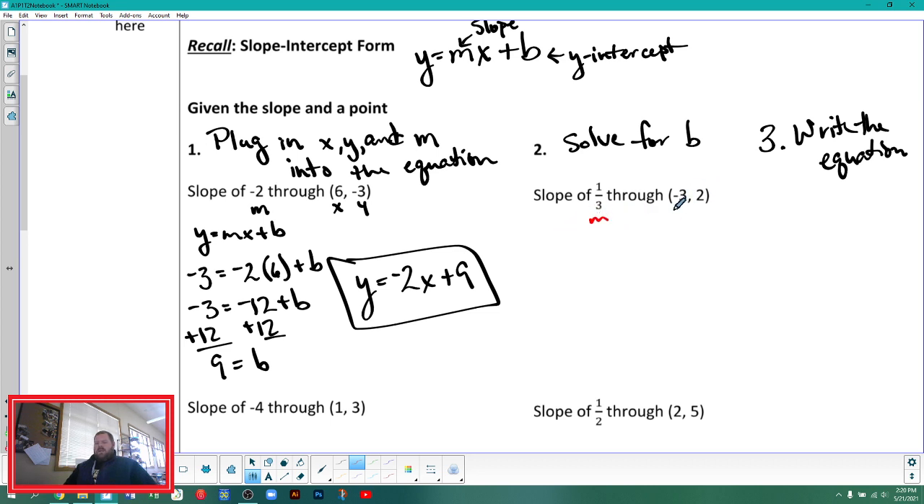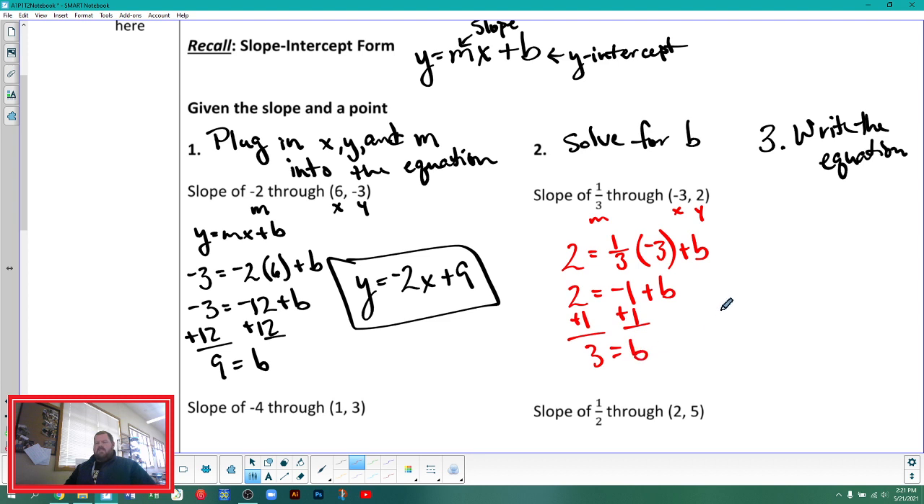Again, I'll note that I have m, x, and y. 2 is equal to 1/3 times x plus b. Multiply this. -3 times 1/3 is going to give us -1. I can add 1 to both sides to solve that equation, and I get 3 is equal to b. So to rewrite my equation, y is equal to 1/3 x plus 3.